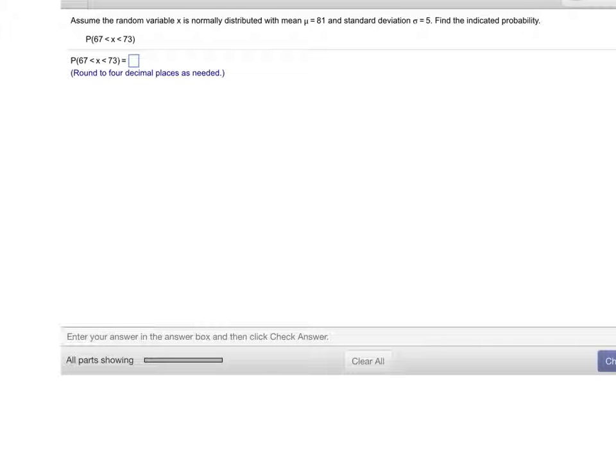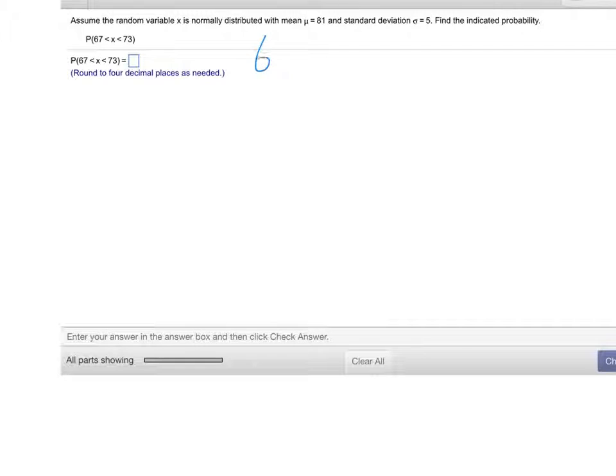Oh, Miss Hardison, I received your question here. Again, let's see, we've got a normally distributed variable, and we have the mean and standard deviation. We want to find the probability we select something between 67 and 73. So we need to find a z-score for each of these. Seems like you're aware of how to do that.